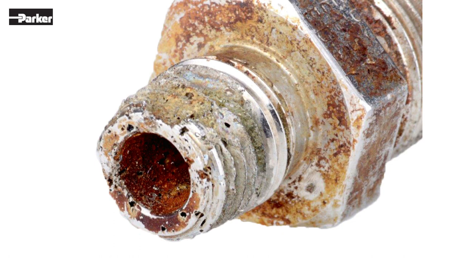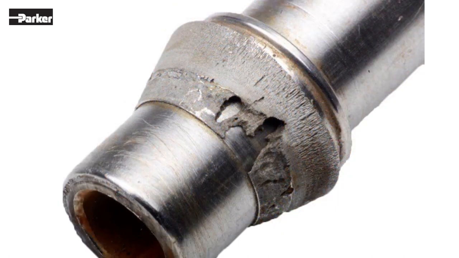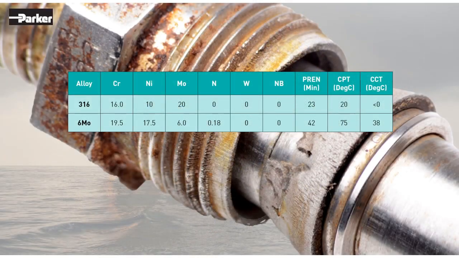The higher chromium content, or Cr, increases the resistance to general corrosion, and the increased nitrogen content, or N, improves the mechanical strength of the material as well as the pitting and crevice corrosion resistance. Additionally, the copper traces, only present on 6MO, increase the resistance to some acid attack.